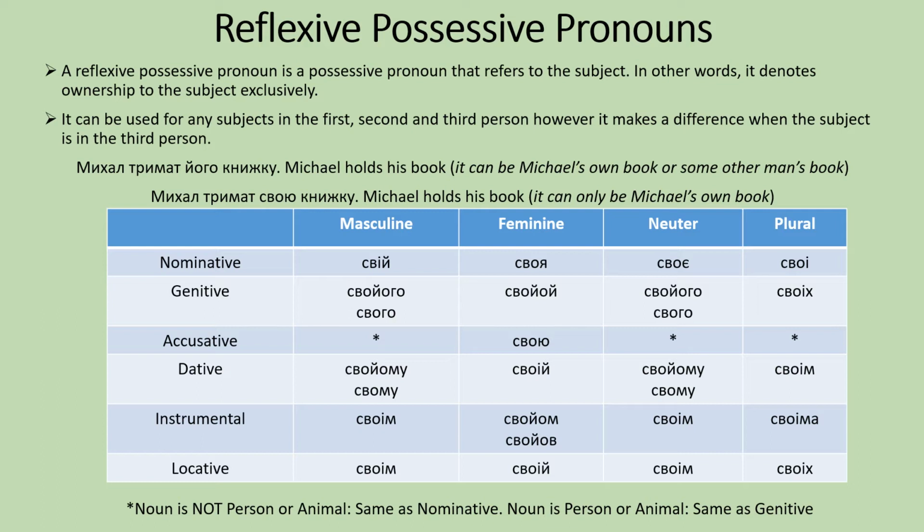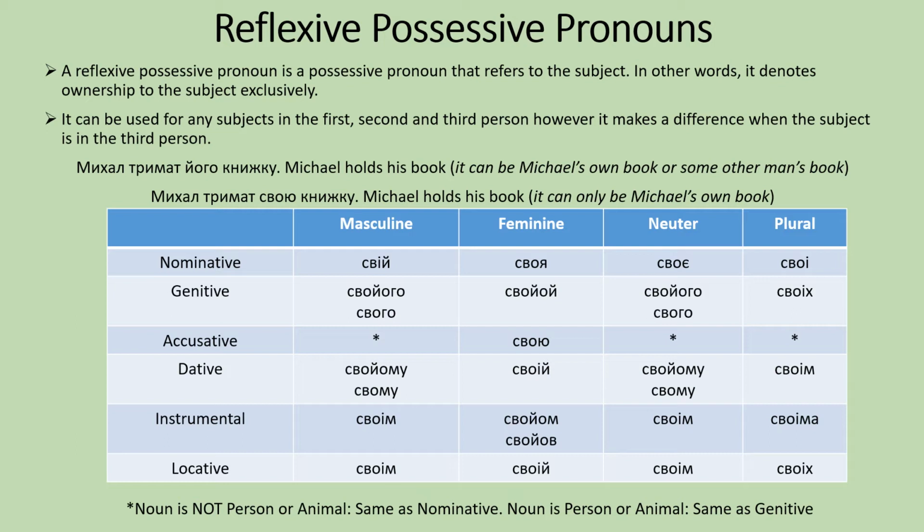or alternatively, swomu. The feminine is swoi. The neuter is swojomu, or alternatively, swomu. The plural is swoim.